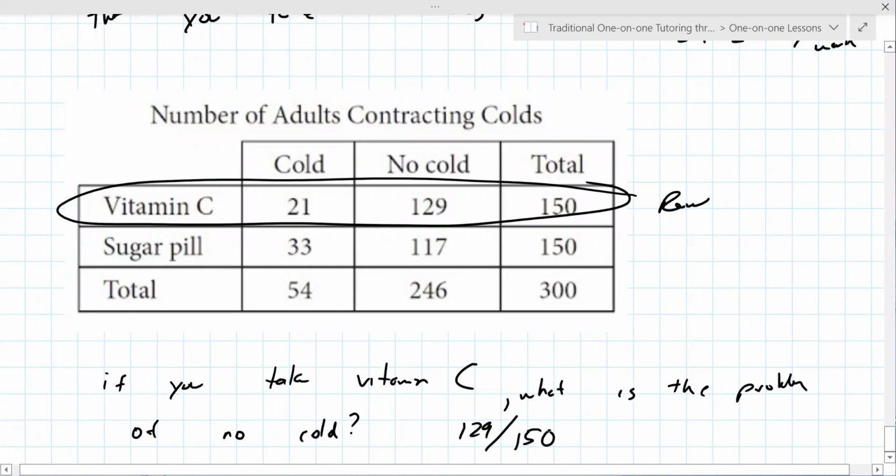So the conditional probability always reduces what you're looking at. Is that okay? Is that clear? Yeah, that makes sense. All right. So what do you think about this? Do you think that's true? Do you think if you take vitamin C, you're more likely to not have a cold? Yes. Yeah, it really is amazing.